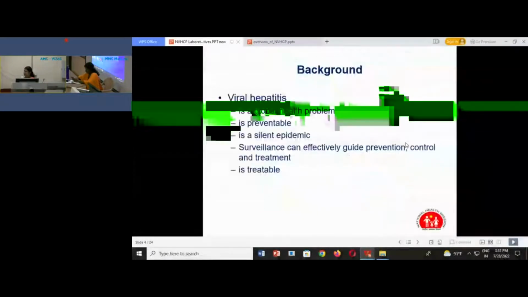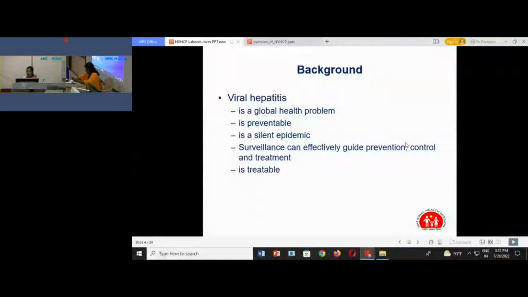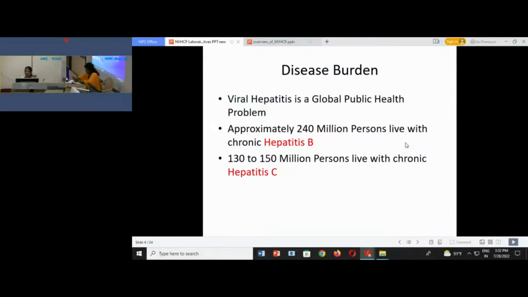Now, coming to the background of this control program, viral hepatitis is a global health problem which is preventable, and it is a silent epidemic. Surveillance can effectively guide prevention, control, and treatment, and it is also treatable. Now let's know about the disease burden.